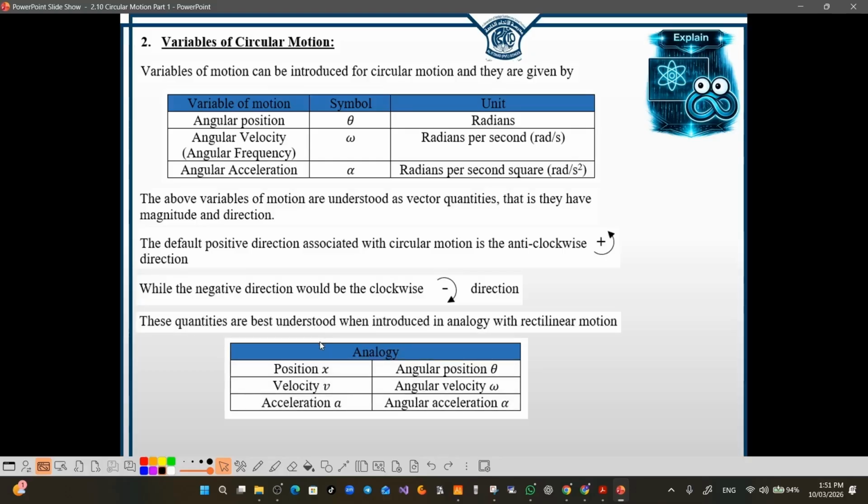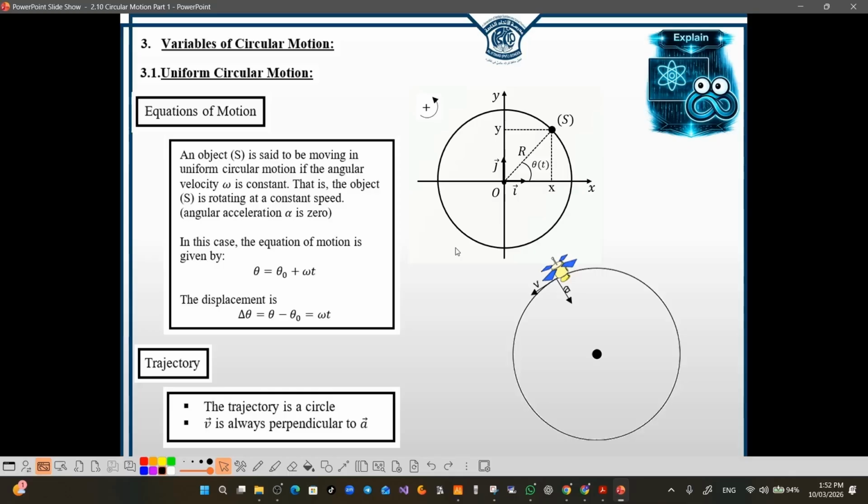Now let's make an analogy with the linear terms, the position x, the velocity v, and the acceleration a. Now we will use for the angular terms theta, omega, and alpha. Now, what about the equation of motion? You're going to see some mathematical symmetry or similarity between the linear and the angular kinematics. For the angular one, we can state 2 types of motion, the uniform motion and the uniformly varied motion.